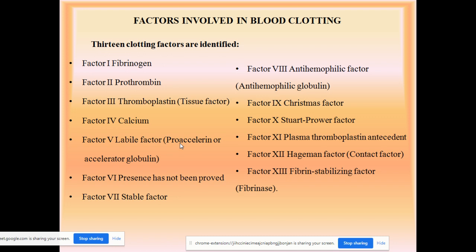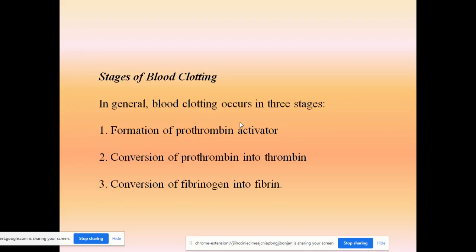Factor 9 is called as the Christmas factor. Factor 10 is the Stuart-Prower factor. Factor 11 is plasma thromboplastin antecedent. Factor 12 is Hageman's factor or the contact factor. Factor 13 is fibrin stabilizing factor or the fibrinase. So இதெல்லாம் வந்து நீங்க ஞாபகம் வச்சுக்கணும். Okay, just to go through this, right? ரெண்டு வாட்டி எழுதி பார்த்தீங்கனாலே உங்களுக்கு ஞாபகம் வந்துரும். Okay, so all these are very important. Each and every factor plays an important role in the different stages of blood clotting mechanism.